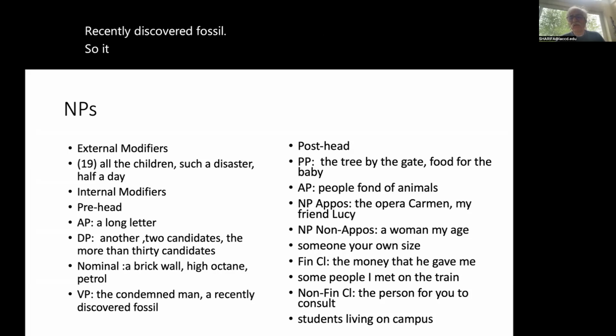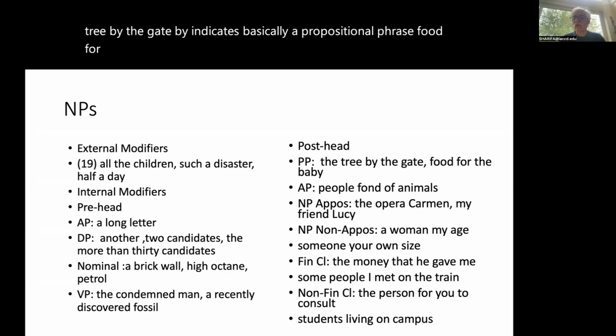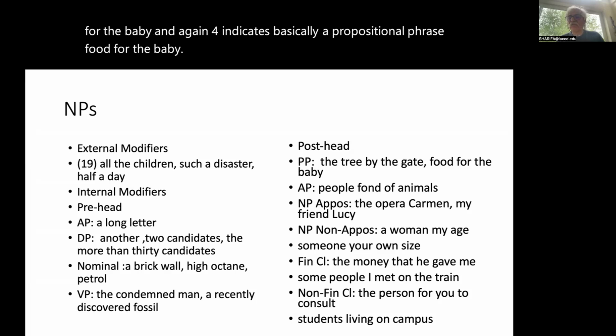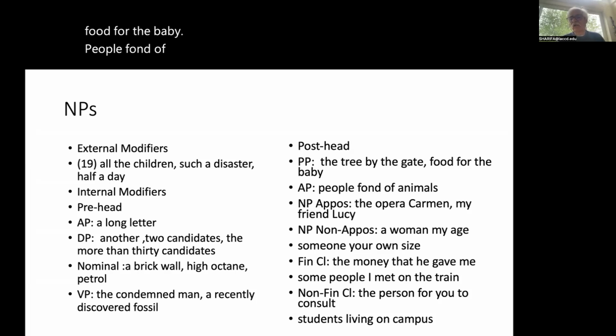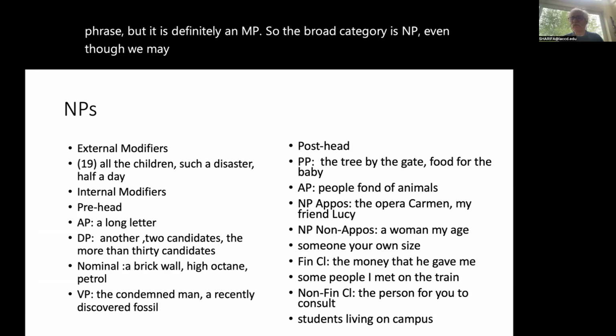So it could be post head, for instance, a PP: the tree by the gate. By indicates basically a prepositional phrase. Food for the baby. And again, for indicates basically a prepositional phrase. People fond of animals, which is AP, adjective phrase, but it is definitely an NP. So the broad category is NP, even though we may have adjectives or adverbs modifying basically the noun.